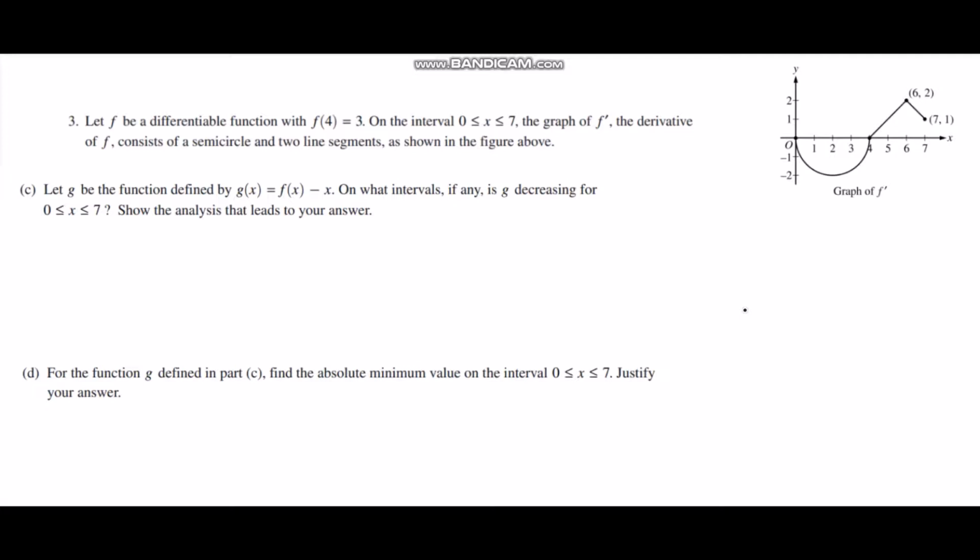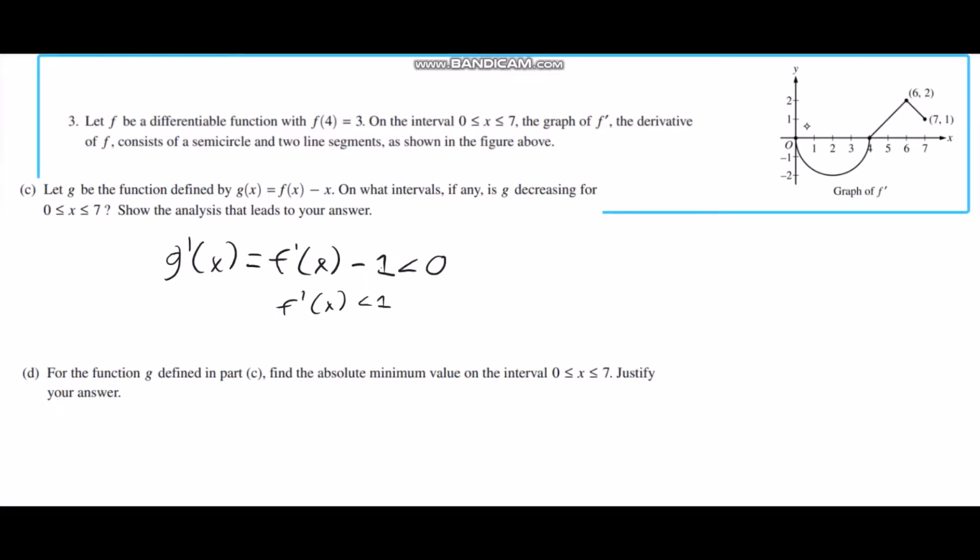So let's go ahead and take the first derivative here. Taking the first derivative, we get g prime of x, and on the right side, taking the derivative, we get f prime of x minus 1. And we need this to be less than 0. So that tells me that f prime of x has to be less than 1. And we have a nice graph here of f prime, and we just need to know when this is less than 1. So it's less than 1 between 0 and 5.